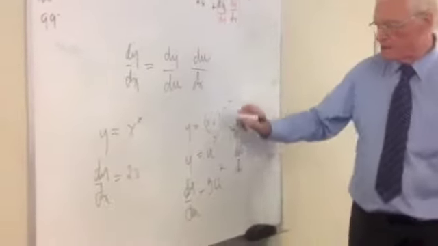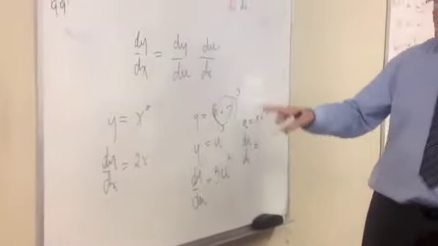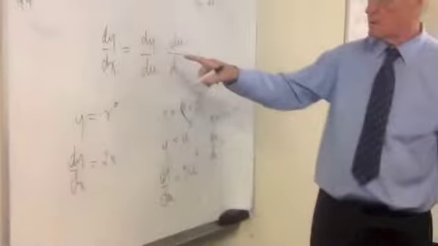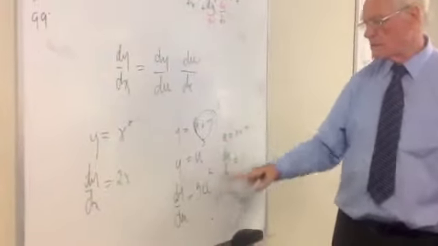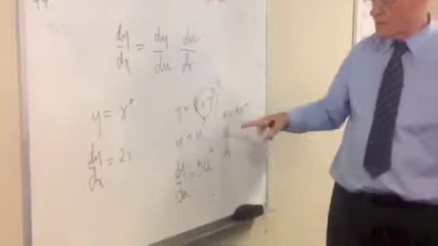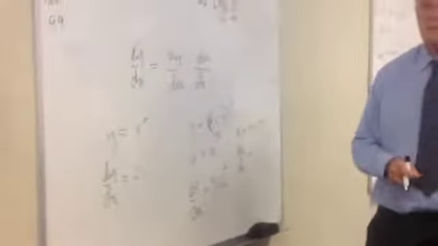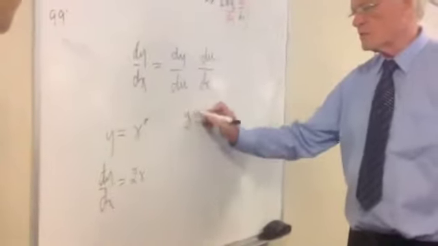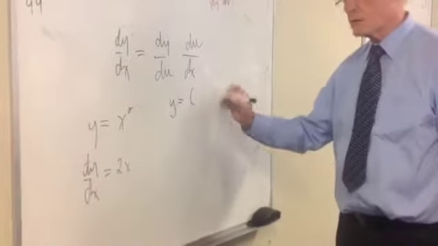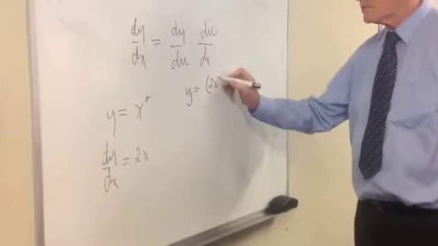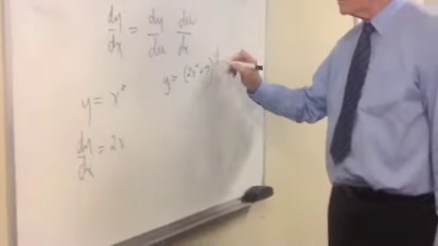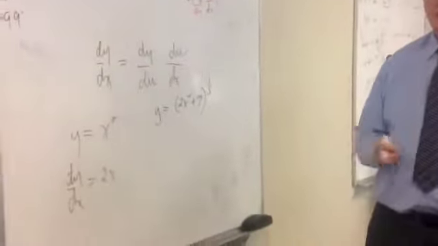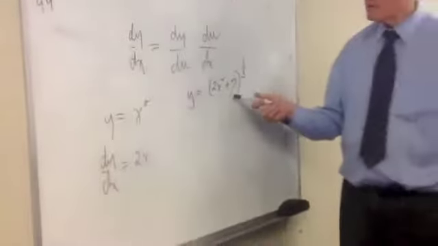So you see this part here is your u. You differentiate u with respect to u, and then you differentiate the part inside the bracket. That's what that is. Let's take another example. y equals, say, 2x squared plus 7, to the power of a third. Make it harder. You couldn't differentiate that.